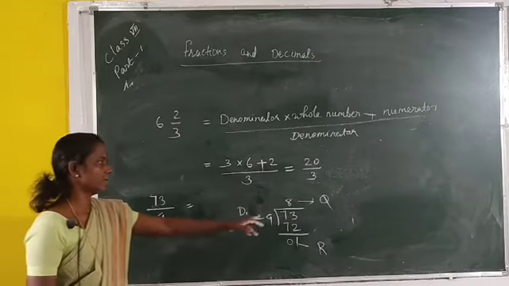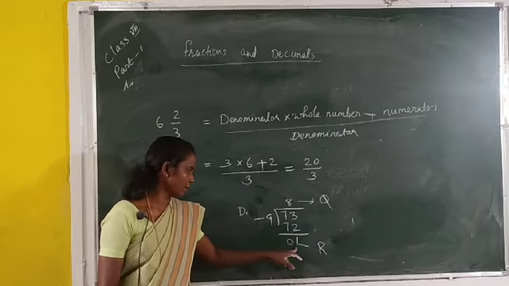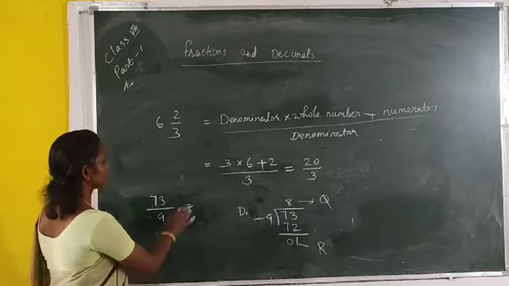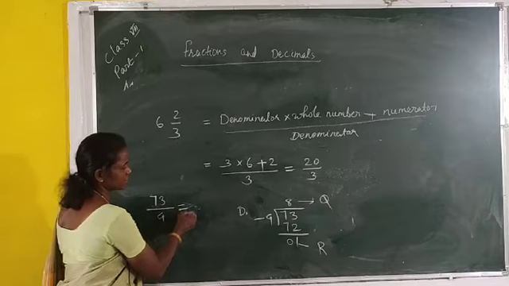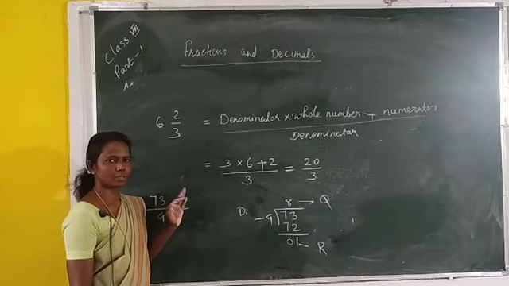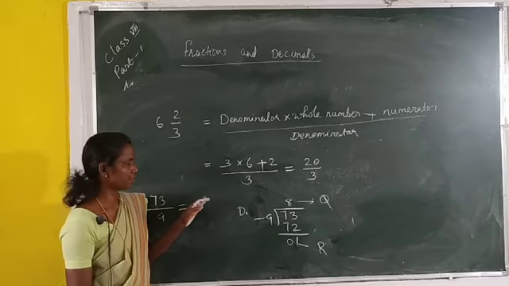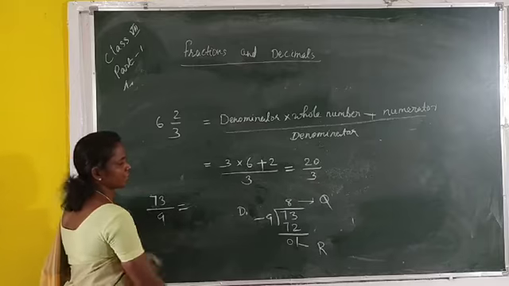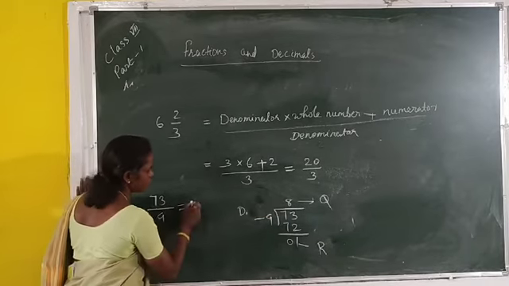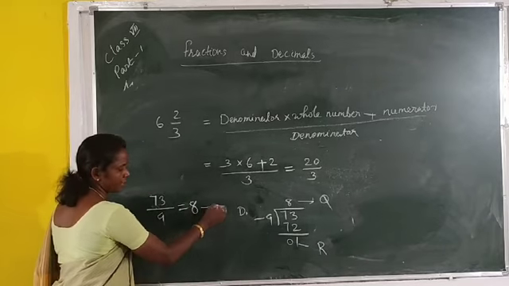Is it clear? 8 is the quotient, the remainder is 1, and the divisor is 9. Then you write the mixed fraction. We know a mixed fraction is a combination of a whole number and a proper fraction. Here the quotient we write as the whole number. Which number is the quotient? 8. Is it clear?